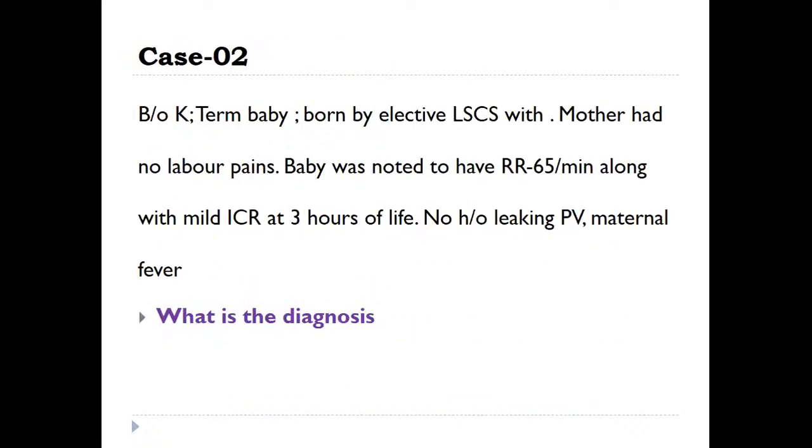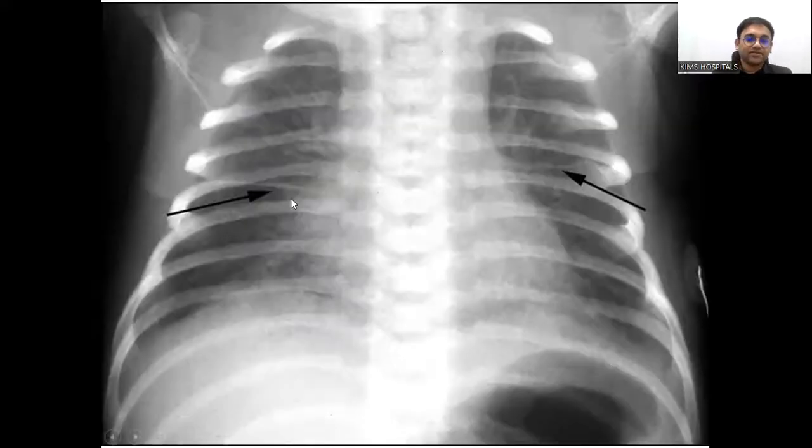So the next case: a term baby born by LSCS, the mother had no labor pains at all. This is the X-ray, where you can see a mildly hyperinflated lung with fluid in the fissure, and we can see very prominent perihilar streaking in a sunburst appearance. So this is the classical picture of TTN.